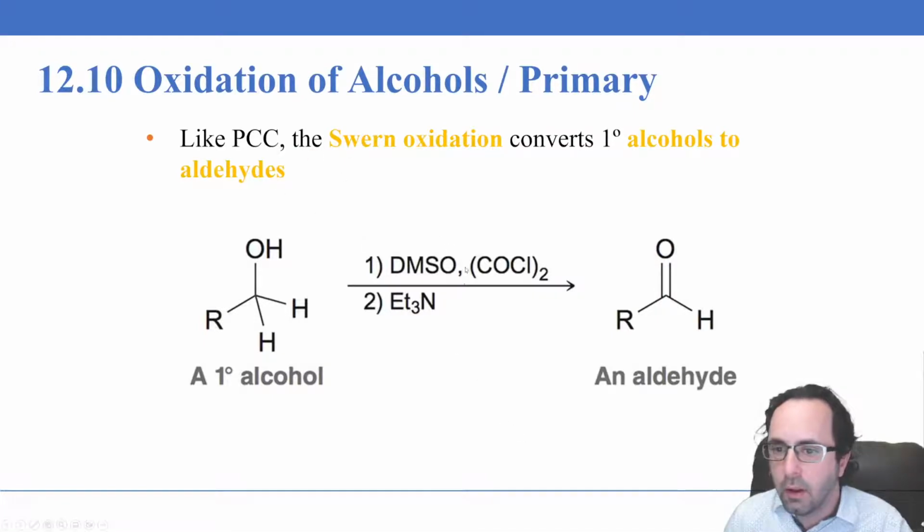Like PCC, if you use DMSO and COCl2 with a triethylamine treatment afterwards to deprotonate, you'll oxidize a secondary alcohol to a ketone or a primary alcohol to an aldehyde. It's a mild oxidizing agent, so it's not like the chromic acid. It will not oxidize it all the way to the carboxylic acid. So this is basically an alternative to the PCC. I'd say just stick with the PCC, but this is also in your book, so I thought I'd mention it.